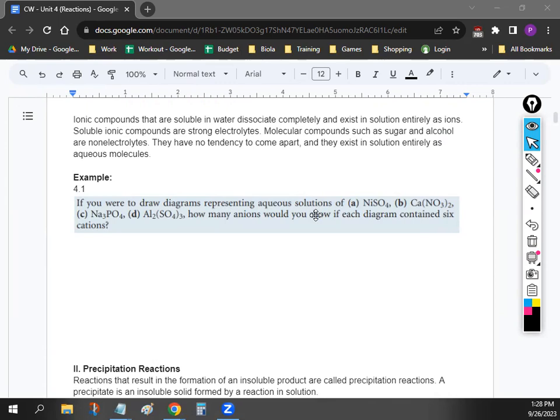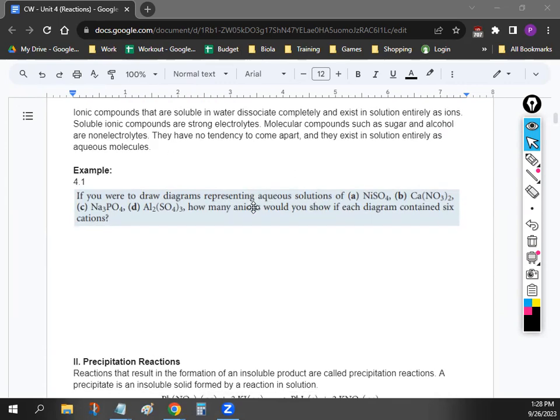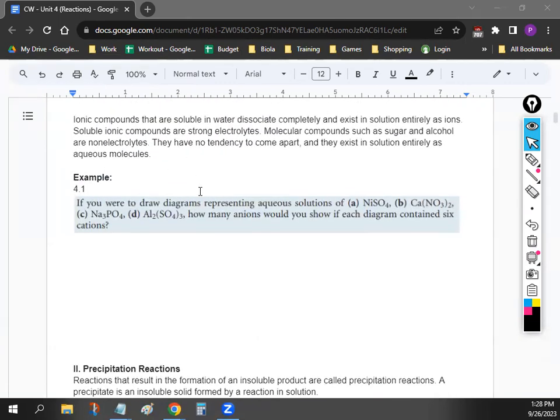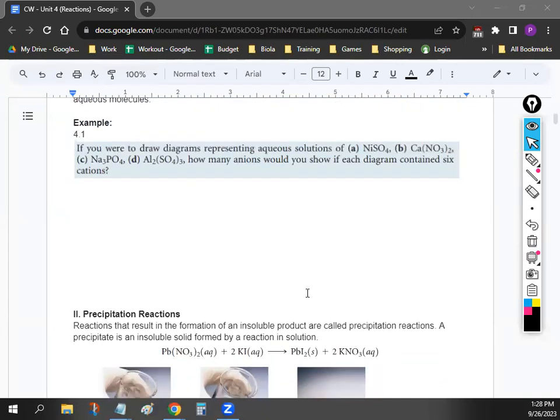Okay, so let's go over 4.1. We're gonna skip that part. We've already talked about this, but 4.1, and we're gonna draw some pictures representing some aqueous solutions. Okay, so let's start. I'll do the first one with you guys, and then I'll have you do the second one on your own. Okay, so we'll do part A. And for part A, we are looking at NiSO4, nickel sulfate. Okay, so we're going to put our nickel sulfate inside of a container.